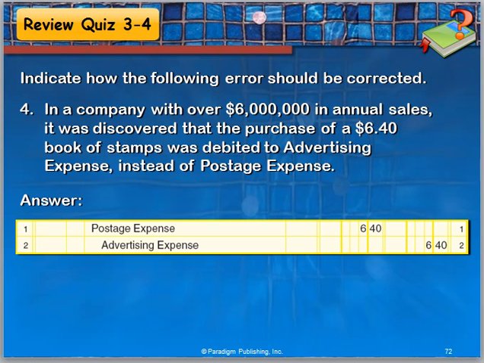But since we originally debited it to advertising expense, then we have to credit advertising expense to zero that balance out. And then we would actually do a debit to postage expense to increase postage expense.